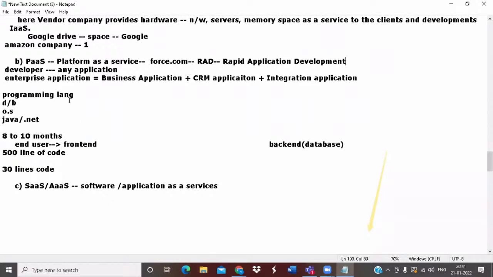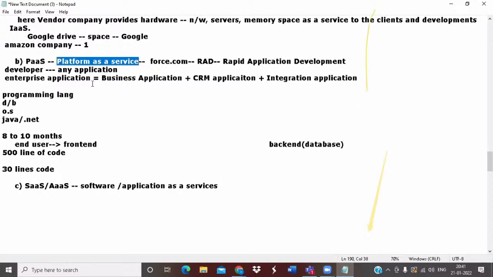Okay. Very good. So platform as a service means what? Here the vendor company provides what? Programming language, database, operating system as a service to the clients and development companies. That kind of service we can call platform as a service. Here Salesforce is the top number one company in the world, which gives the best platform in the world. Clear, all of you?